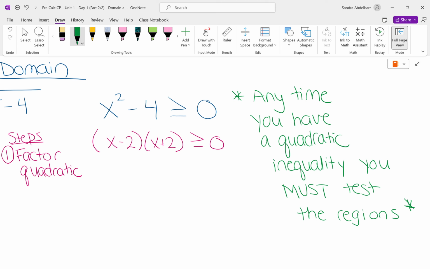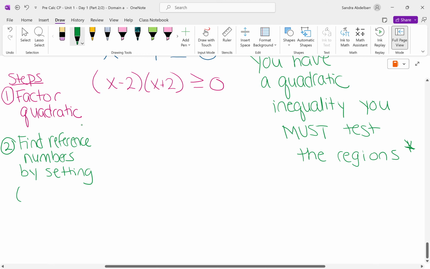Step number 2. Find reference numbers by setting parentheses equal to 0.